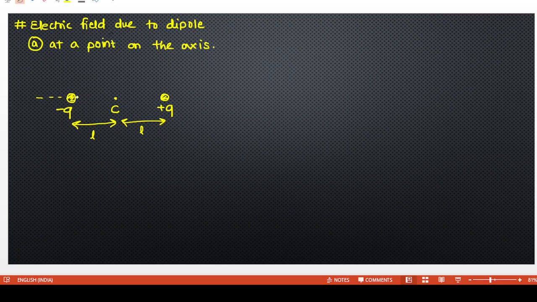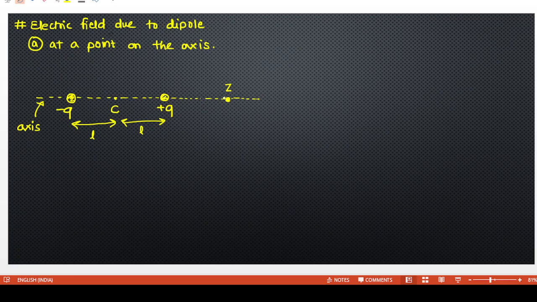The line passing through both the charges is called the axis of the dipole. So we will take this line as the axis of the dipole. Write the name of this line: axis of the dipole, the line passing through both the charges. Now take any general point on the axis of the dipole and call it Z. At point Z, we want to find the net electric field produced by this dipole. The dipole has two charges, plus Q and minus Q.